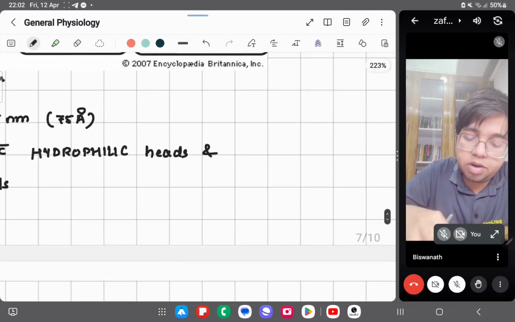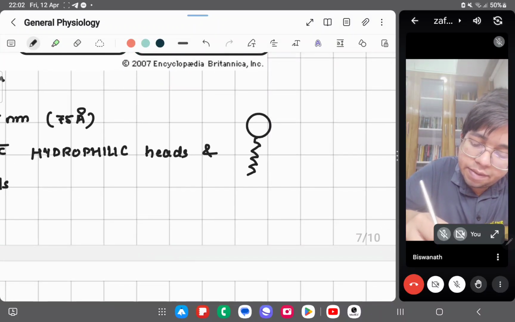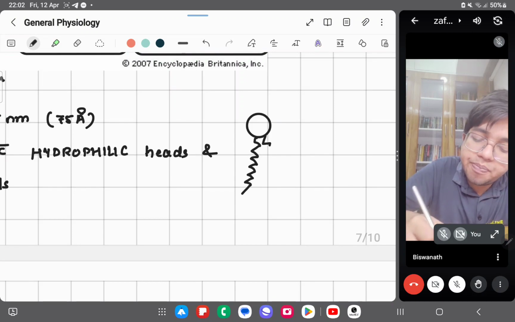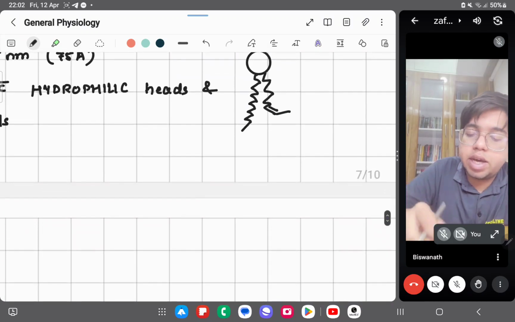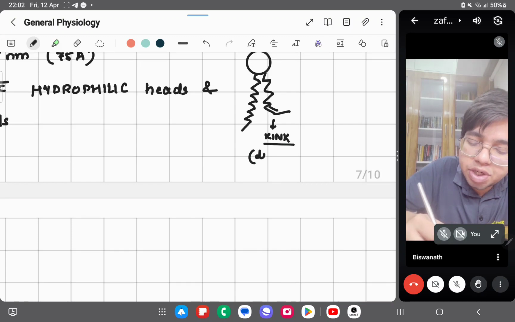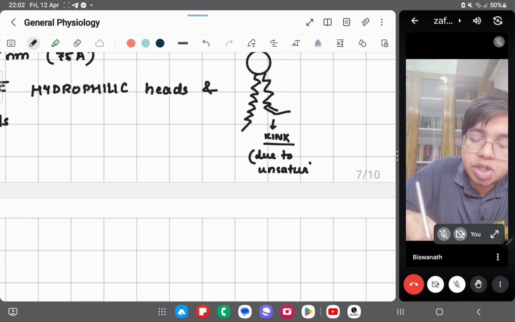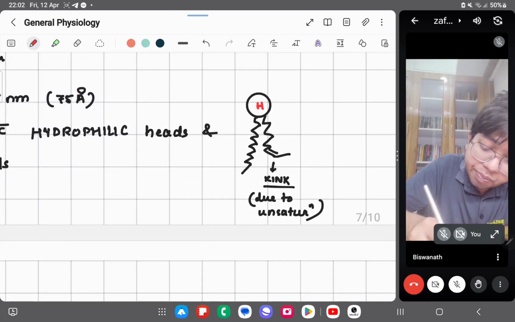So basically, you must have seen the basic structure. It's like that. This is a basic carbon chain, and there is a kink in the carbon chain. Kink means a fold here. This fold comes due to unsaturation. This is the head part, and this is the tail part.